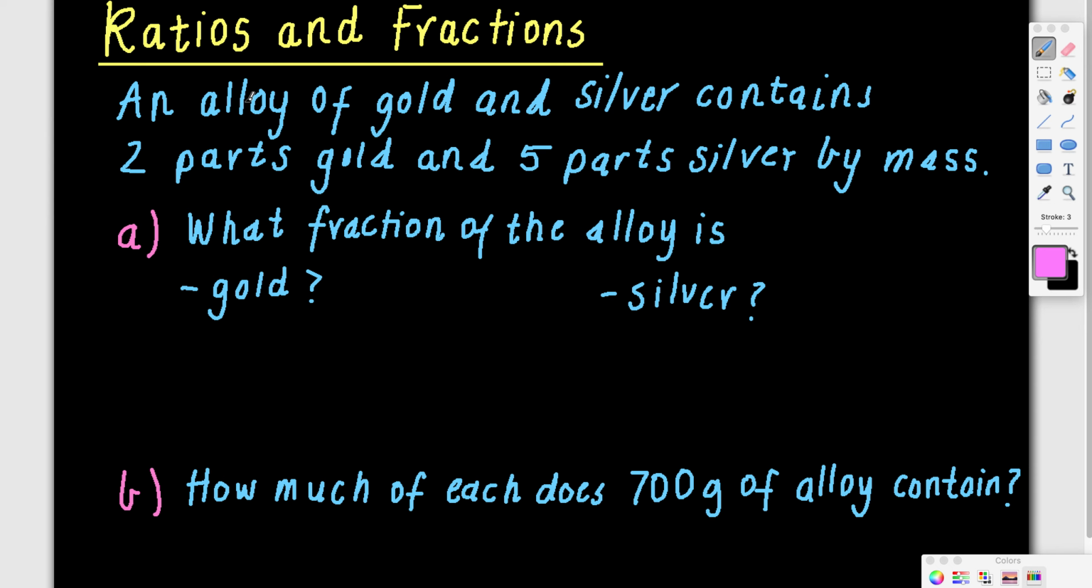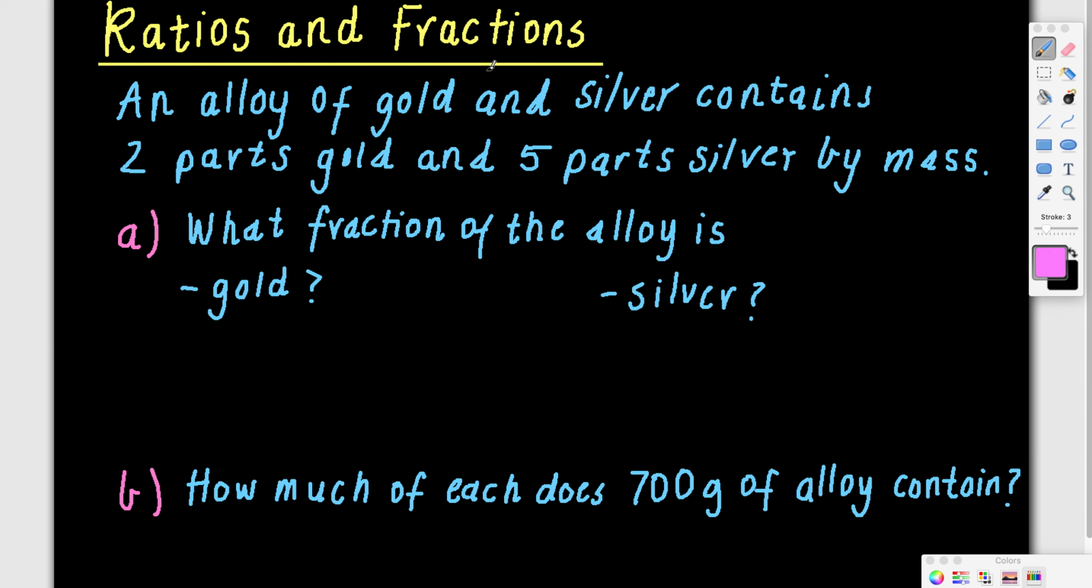So if we had, say, 200 grams of gold, that means we would have to have 500 grams of silver if each part, of course, was, say, 100 grams. That's just an example, though, to help you understand what we mean by mass.